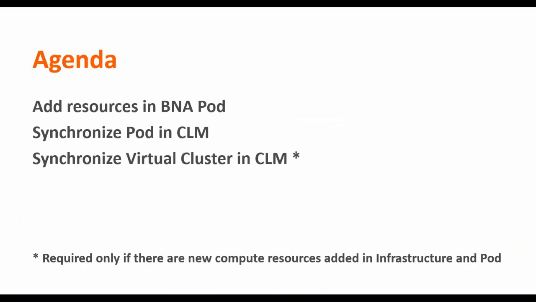Scaling pod level networks primarily involves two major steps: adding resources in an existing pod in BladeLogic Network Automation and synchronizing the modified pod in BMC Cloud Lifecycle Management, making appropriate changes to make use of the newly added network. In some use cases, synchronization of virtual clusters may be needed, depending upon the use case.